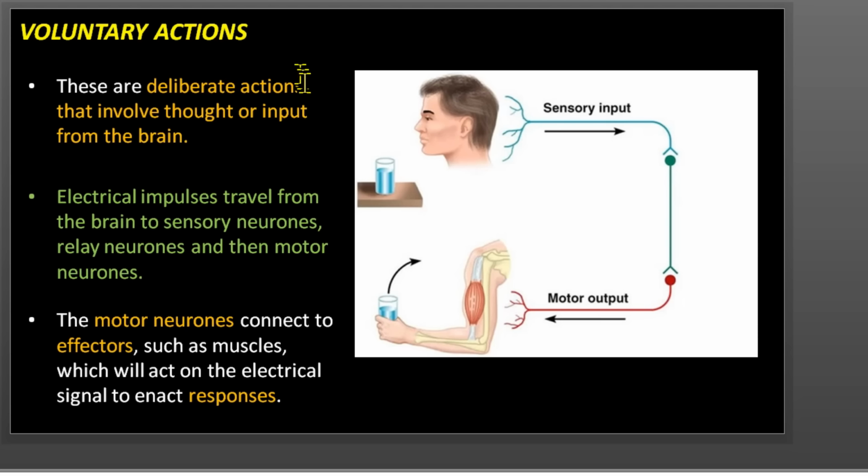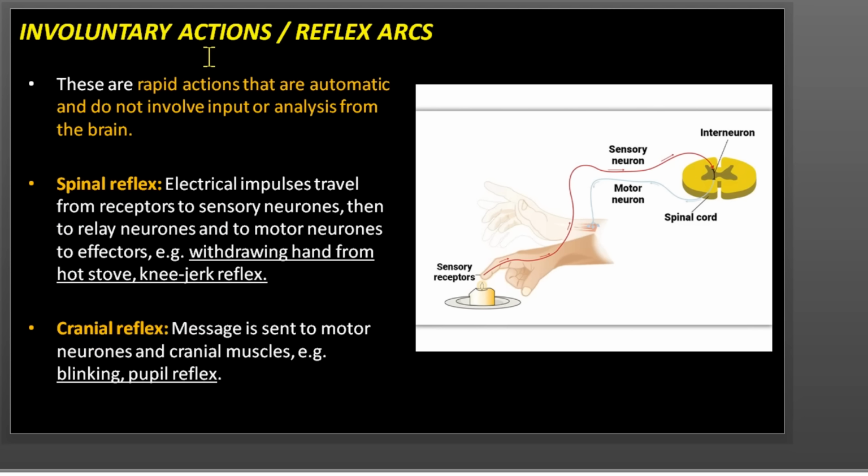Voluntary actions are deliberate actions that involve thought or input from the brain. So basically, the signal travels from the brain through the spinal cord and then to motor neurons that connect to muscles. So if you have to lift this glass of water to drink it, you'd have to think about it, send that signal to your muscles, and that would lift your hand for you to drink the water. That's a deliberate action. So motor neurons connect to effectors such as muscles, which will act on the electrical signal to enact responses.